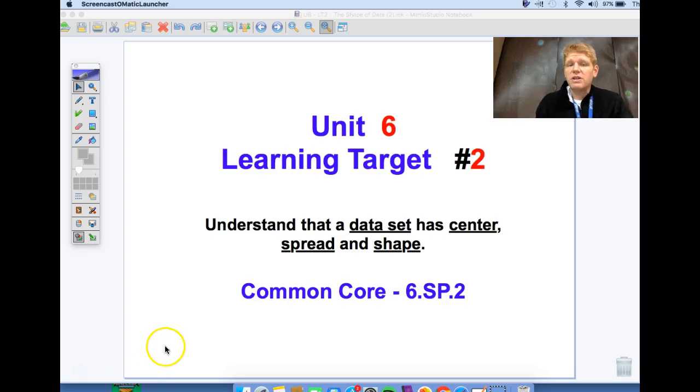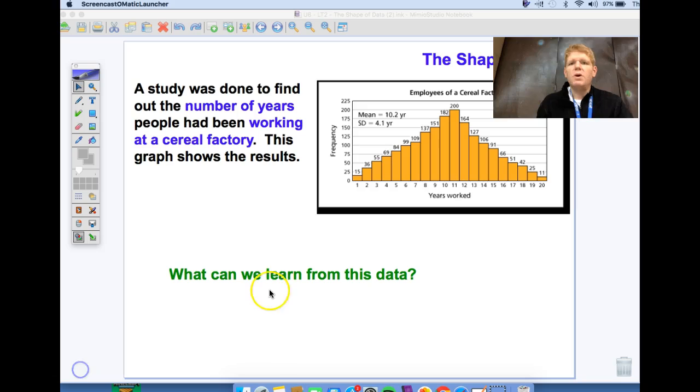Unit 6, Learning Target number 2. Understand that a data set has center, spread, and shape. Okay, so here we have a data set right over here. This is just a set of data that shows the number of years people have been working at a cereal factory. So here are your results. That's a data set, a set of data that's shown for us so we can look at it.